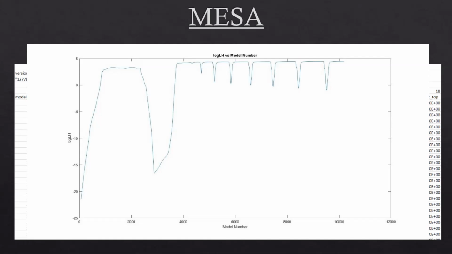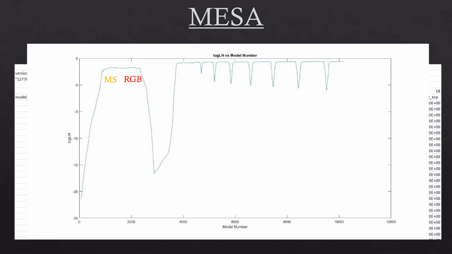And this first part is the main sequence, until around 1,000 models. And then after that, we get to the red giant branch. So you can see hydrogen burning is the main source here. It's a major source of fusion energy. And after that, we get this dip here.